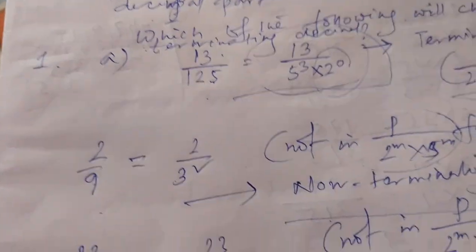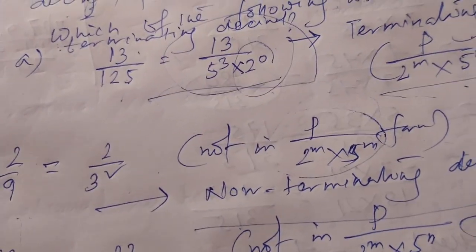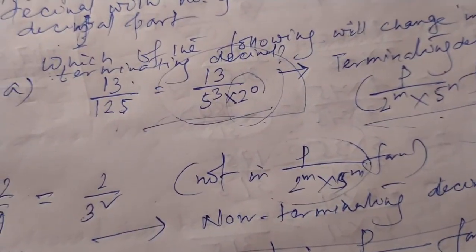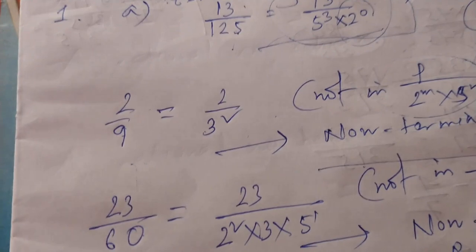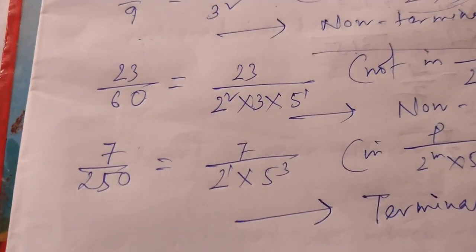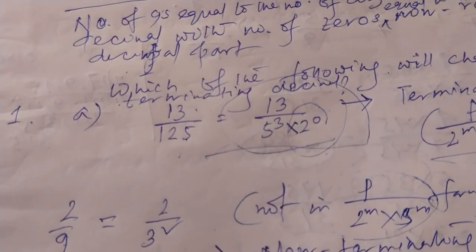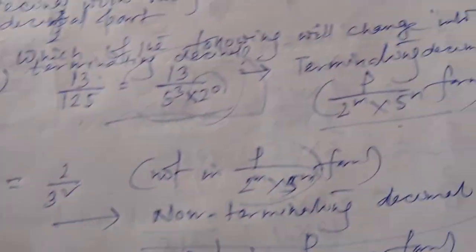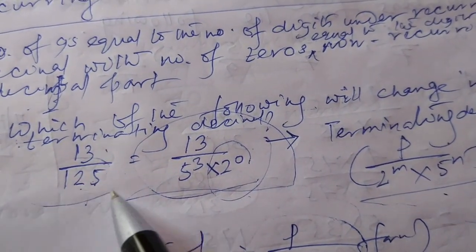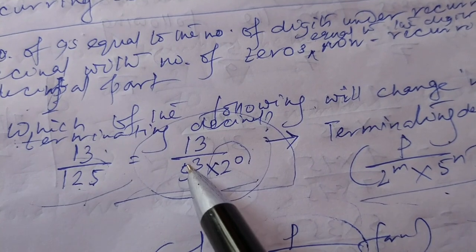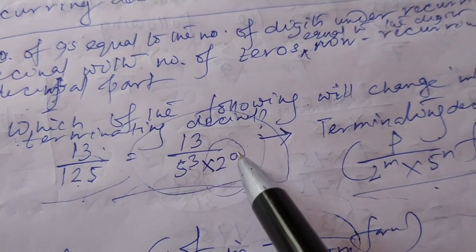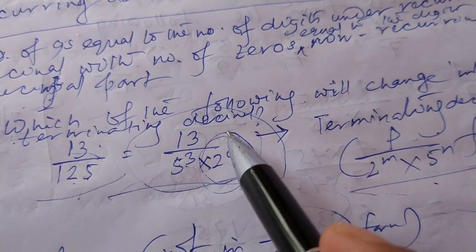From your book, question number 1. Which of the following fractions will change into a terminating decimal? What are the fractions given? 13 by 125, 2 by 9, 23 by 60, 7 by 250. Now, 13 by 125. Let us factorize it. What am I getting? 5 into 5 into 5, that is 5 to the power 3. And I am writing 2 to the power 0, as 2 to the power 0 means 1.